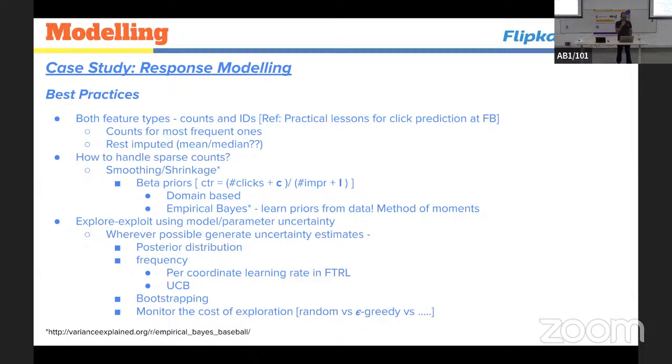We already touched base on this. So best practice is that if you want to explore and exploit, you need to model for uncertainty. One of the ways we discussed was the posterior distribution. I learn a distribution. The distribution will have a mean and a variance, and then I could use that mean and variance as a measure of uncertainty. FTRL does it in a different way. We'll come to FTRL. Bootstrapping was another thing.